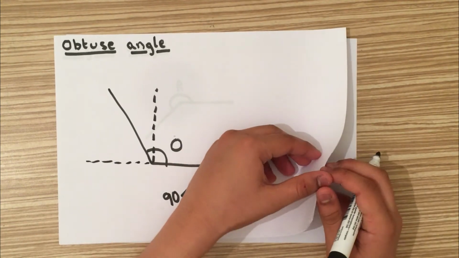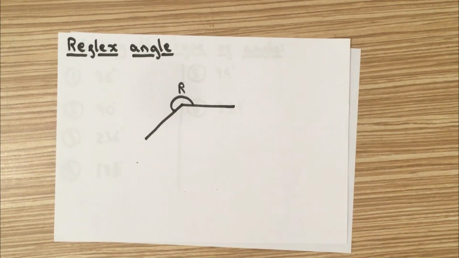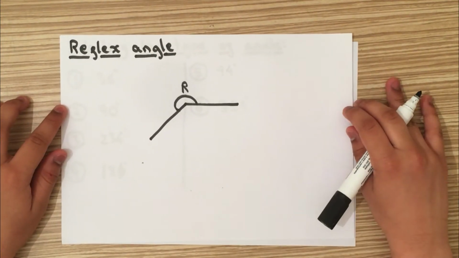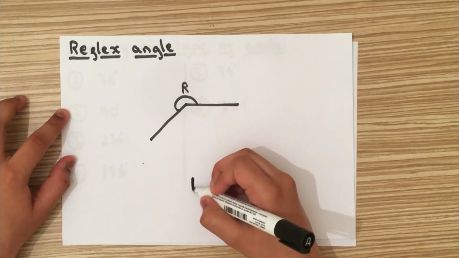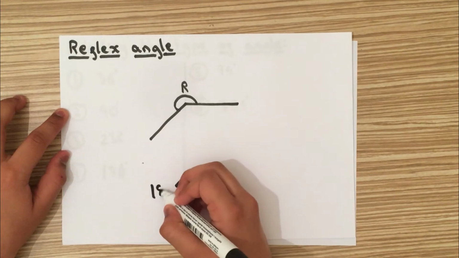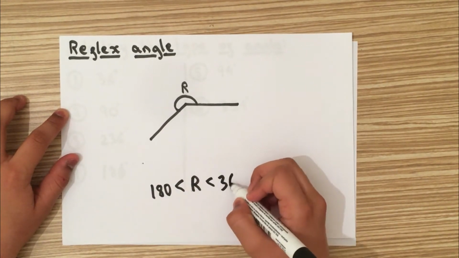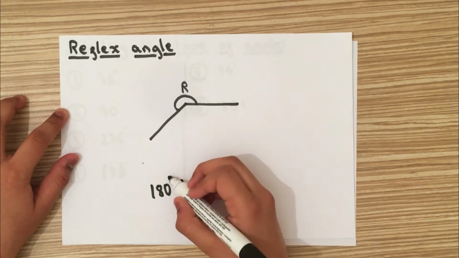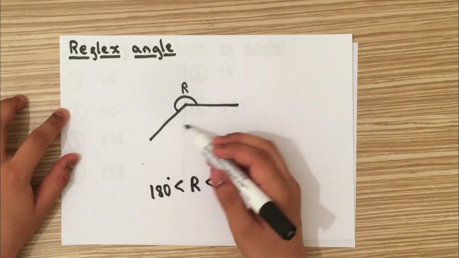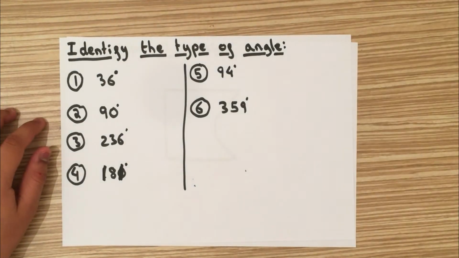Now let's go on to our next type of angle. Now we have a reflex angle. In a reflex angle, R, if we take the reflex angle as R, it is greater than 180 degrees, so it's more than a straight line, but it's less than 360 degrees. So it's less than a full complete circle. Okay, now let's go on to a few questions.